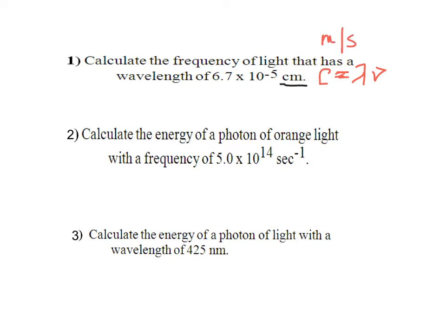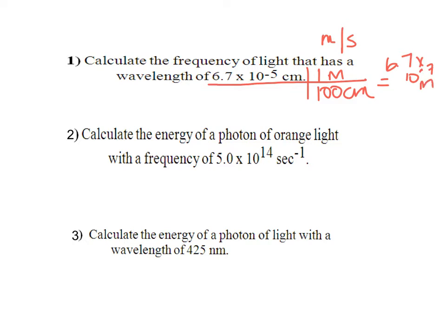So I'm going to go ahead and erase this really quick, and I'm just going to make a little dimensional analysis setup here and convert this right away to meters. So for every 1 meter, we have 100 centimeters. And so this gives me 6.7 times 10 to the -7 meters, which makes sense because centimeters are tiny, so there's a lot of them in a meter.